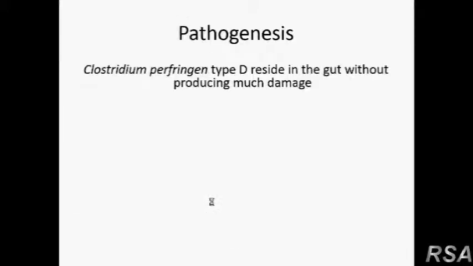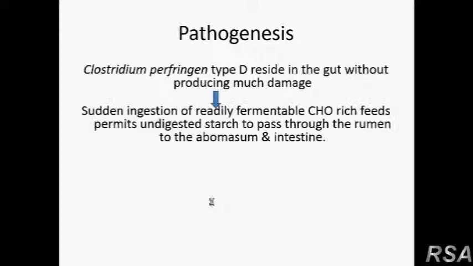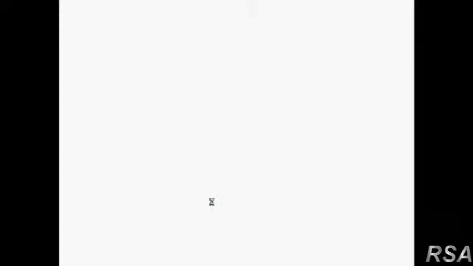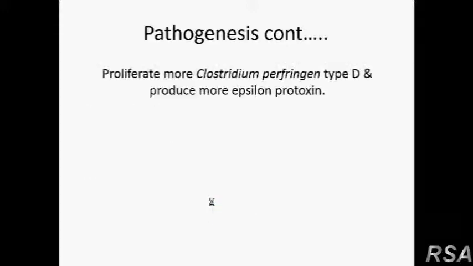Pathogenesis. Clostridium perfringens type D resides in the gut without producing much damage. Sudden intake of readily fermentable carbohydrate-rich feed permits undigested starch to pass through the rumen to the abomasum and intestine, providing more nutrient substrate for rapid proliferation of the organisms. More Clostridium perfringens type D proliferates and produces more epsilon protein.